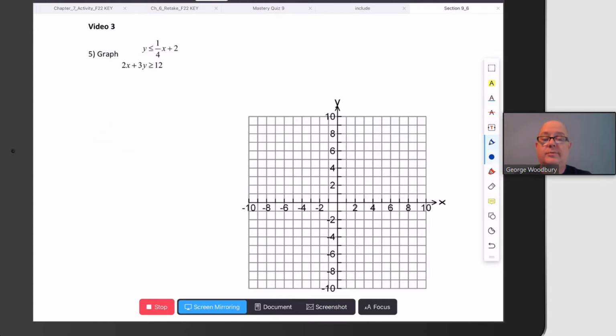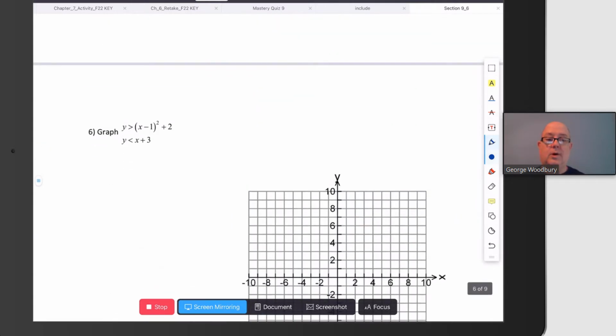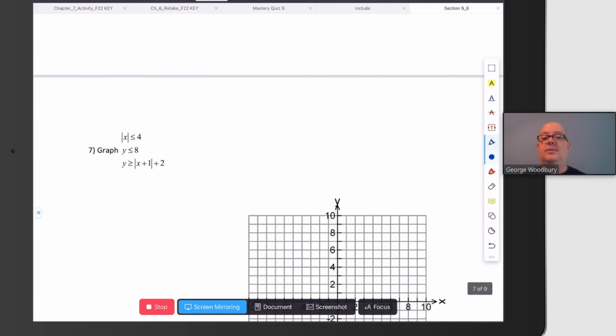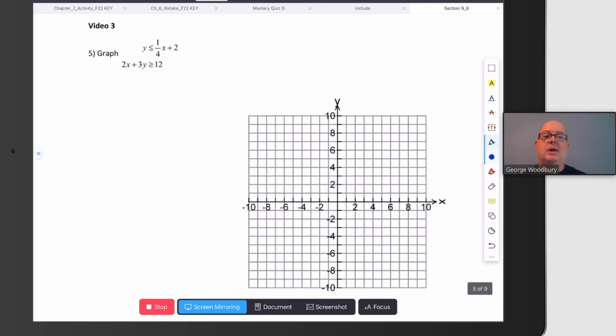How to graph systems of inequalities. We're going to begin with one that's completely linear, then we'll move on to a second one where one of the functions is nonlinear, and then we'll move on to a third one that, in addition to being nonlinear, has three inequalities to graph at the same time. And what we're looking for here is the intersection.